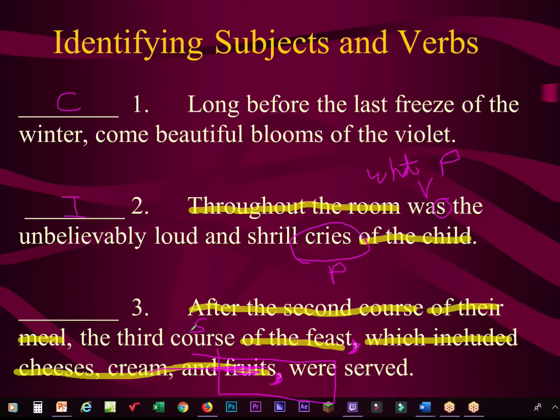Course is singular, which is your subject, and you have to have a singular verb to go with it. So you can't use this one, because if you're looking for a singular verb, it's going to have to end in S, which would be was. The third course was served. So this, oops, I did it wrong. This one is incorrect.